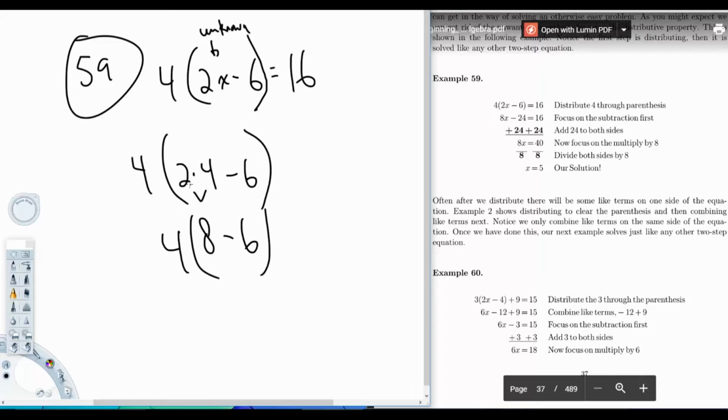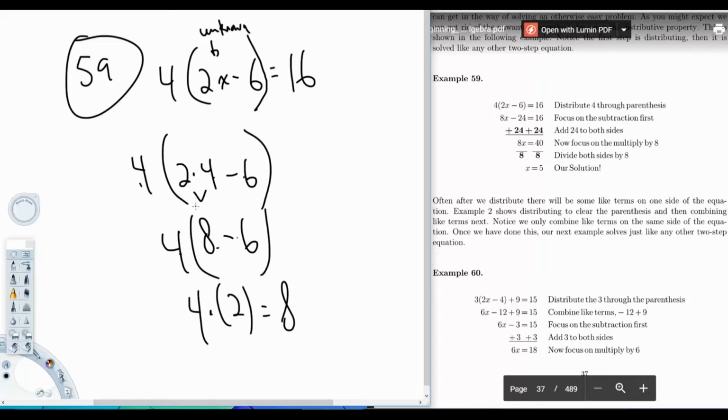You saw how I did that, right? 2 times 4, and I brought this here. The minus 6 is here, and the 4 is here. 8 minus 6 equals 2. 4 times 2 equals 8. You see how I did that? I did not use the distributive property.